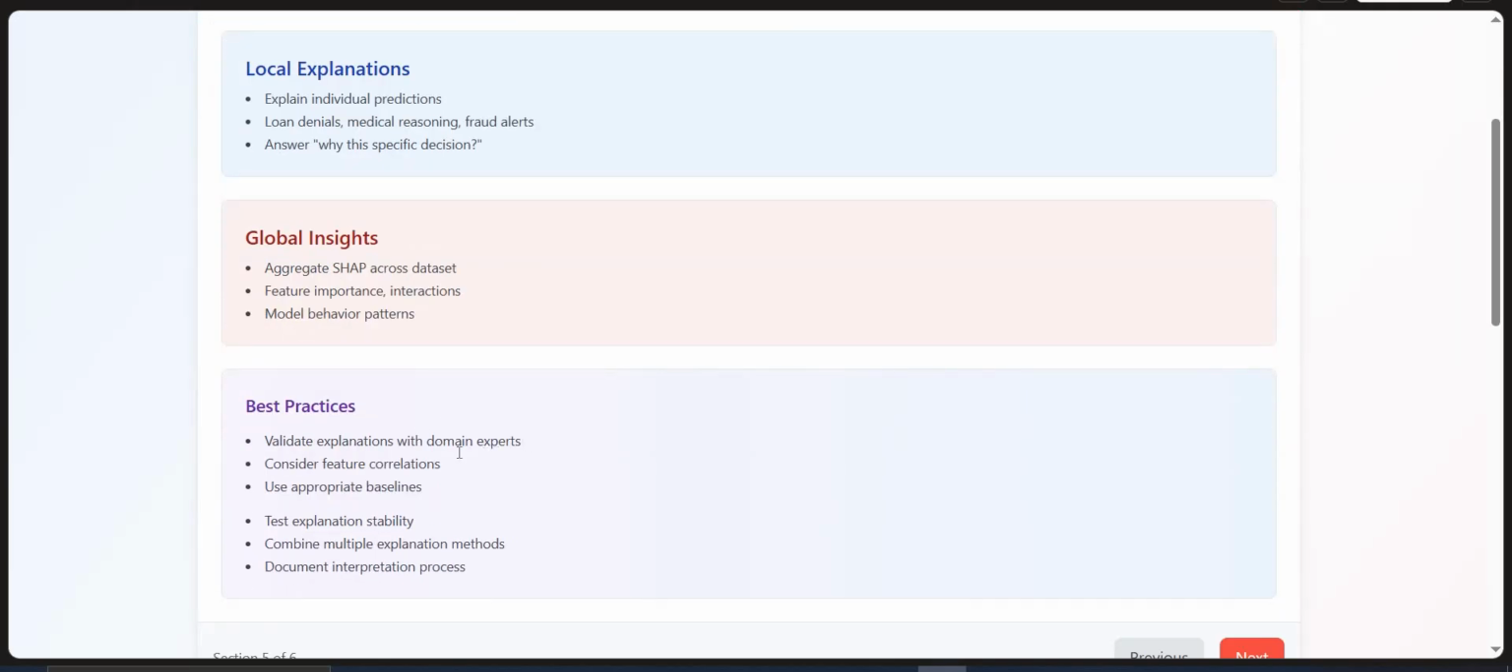Okay, and there are also some best practices we should follow. We should validate explanations with domain experts because numbers alone don't always make sense. We need to consider correlations between features. Choosing the right baseline matters a lot. We should check if explanations stay stable across different runs. Maybe combine SHAP with other explanation methods, and always document the interpretation process.